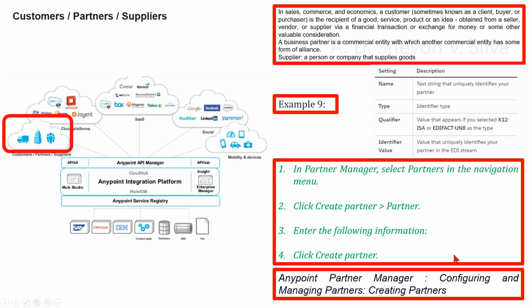To create a partner: first, in Partner Manager, select Partners in the navigation menu. Two, click Create Partner, then Partner. Three, enter the following information here.